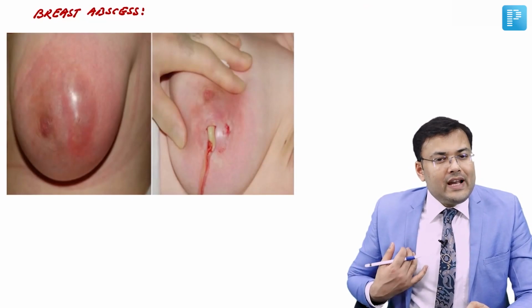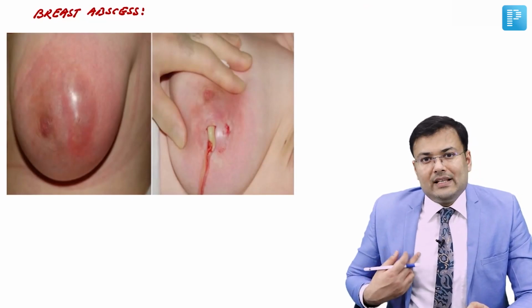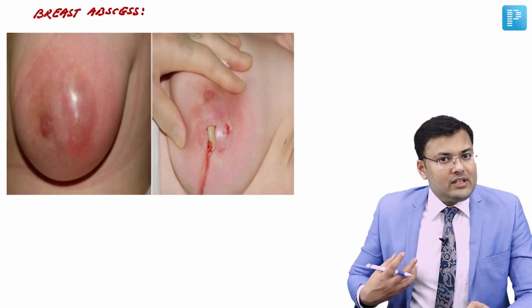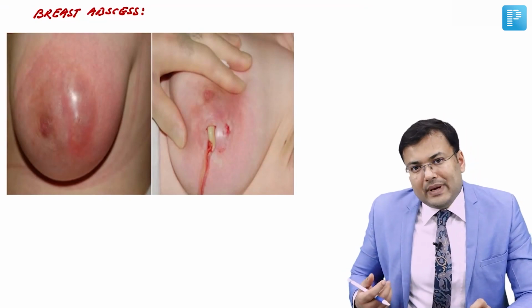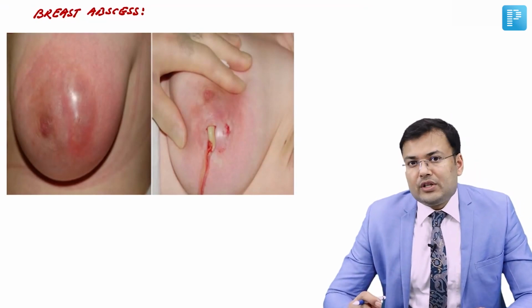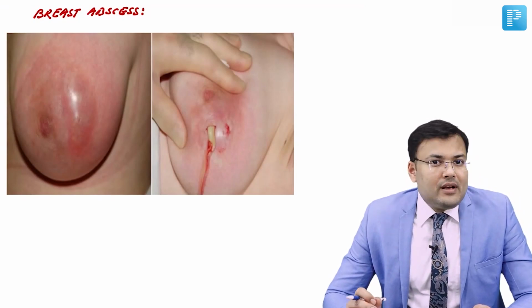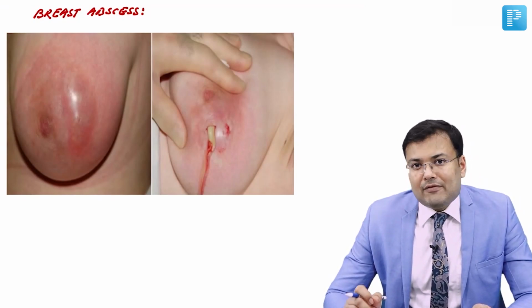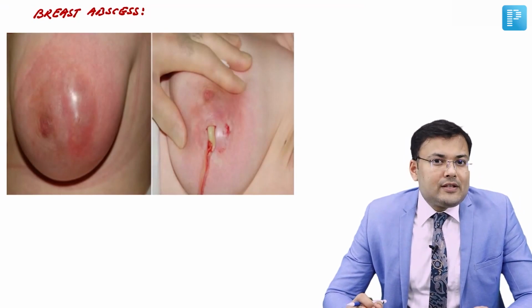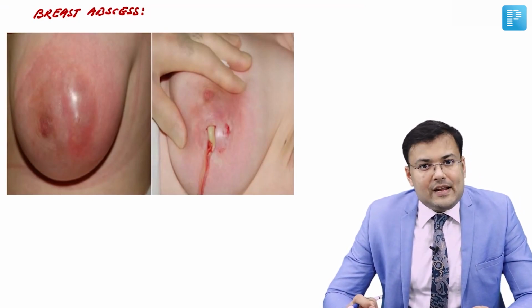And you know, in the skin there is one organism. Which one? Staph aureus. So this Staph aureus is going to penetrate, and this is responsible for breast abscess. So what is the most common organism responsible for breast abscess? Staph aureus. And breast abscess is more commonly seen in lactating females.